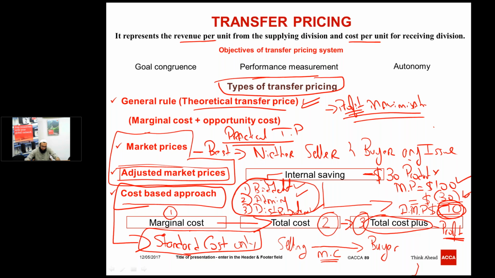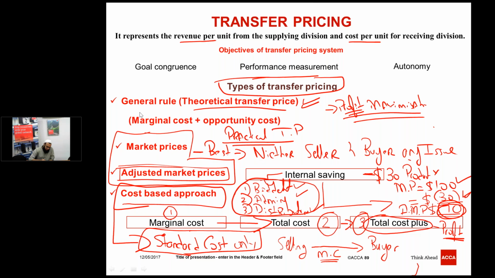100 minus 30. 100 minus 30 is 70. I gave the example of savings in terms of bad debts and distribution costs, because you do not have to distribute if you are transferring within the company. So distribution costs will be saved. Administration costs in terms of less documentation will be incurred. So guys, this all was about transfer pricing options.